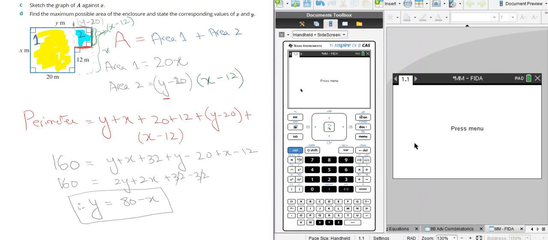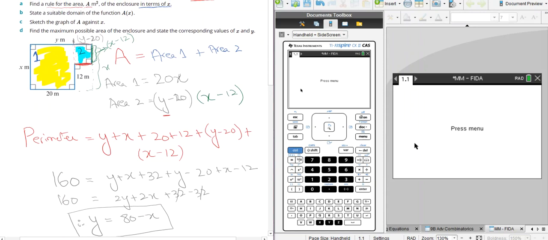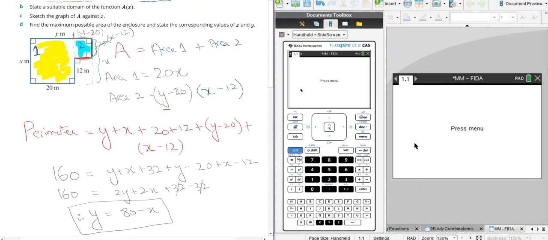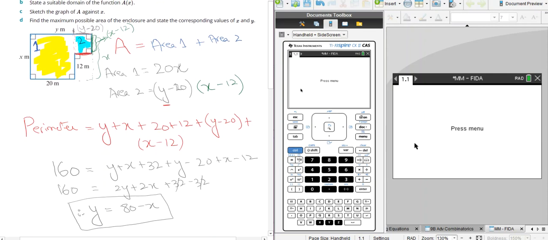Let's go back to the question. What does the question say? Read the question again, remind ourselves. Find the rule for the area. y is not the rule for the area. So what is the rule for the area? The rule for the area is right here. We've written them down. That was the first step that we did. Area 1 plus area 2.